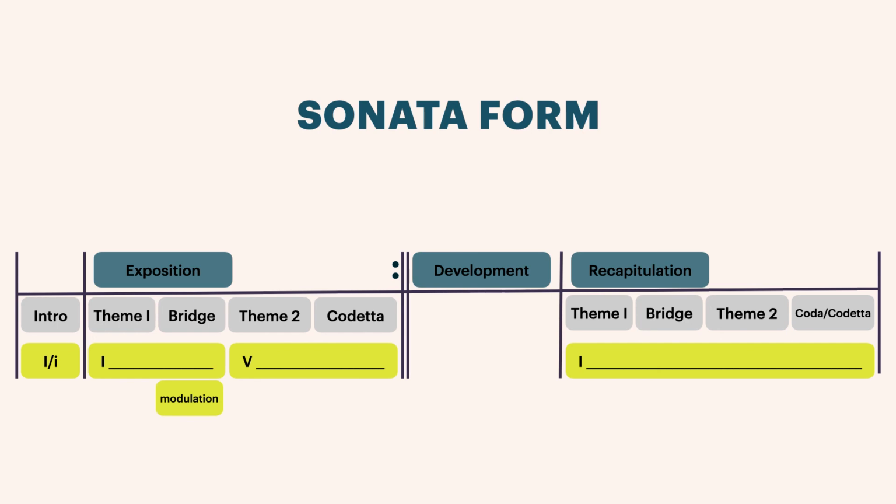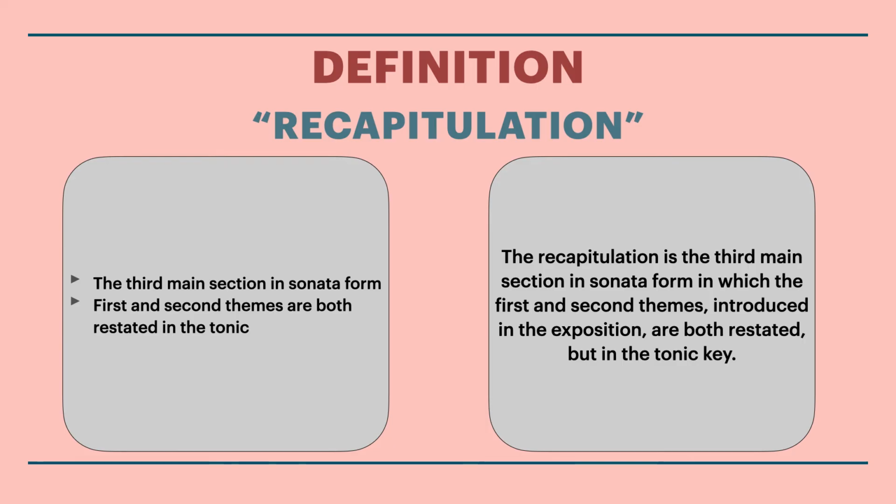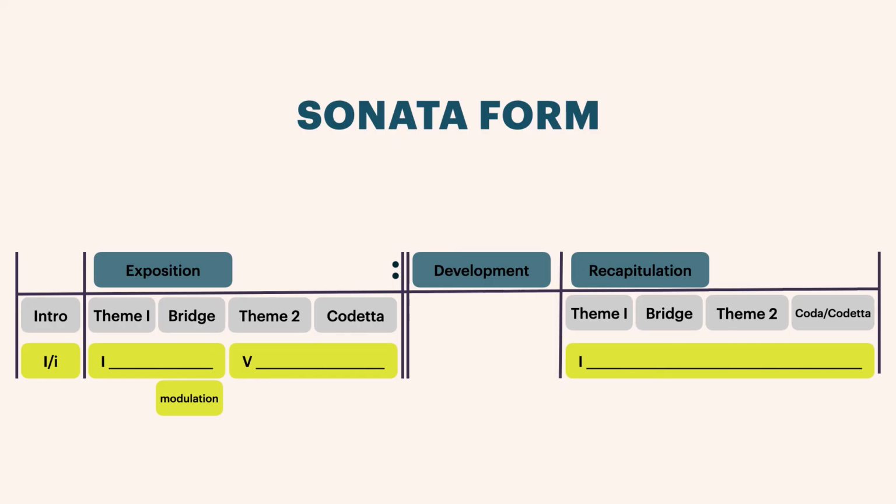And then we hit the recapitulation, or recap. The recapitulation is the third main section, and it's the final main section in sonata form, in which the first and second themes, introduced previously in the exposition and then developed in the development, are both restated, but in the tonic key. Okay, pretty simple. We get the exposition again, but we just don't move away from our tonic harmony.